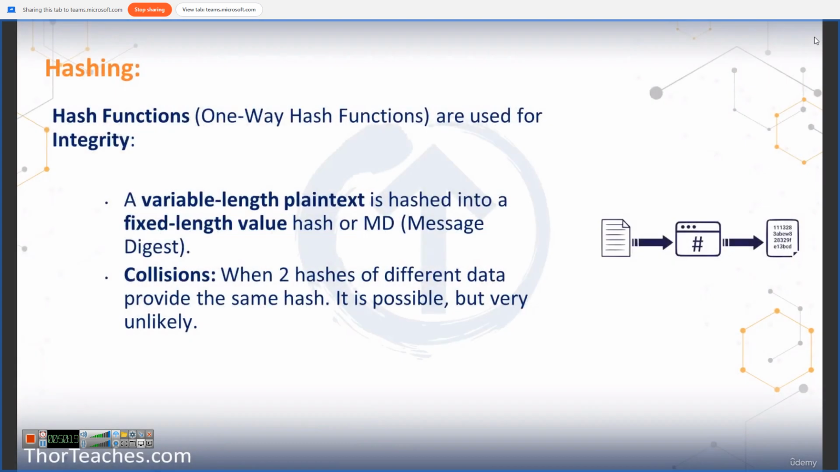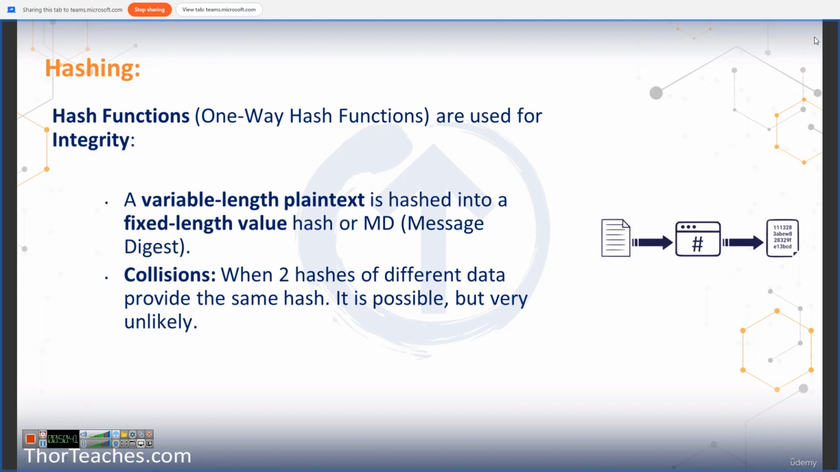In this lecture, we're going to talk about hashing. And hashing is also cryptography. With hashing, it is a one-way function, meaning it is not reversible, and we use it only for integrity. It doesn't give us confidentiality, it doesn't give us non-repudiation, or anything like that. This is only for integrity. We use it to ensure that a file or system is unaltered.